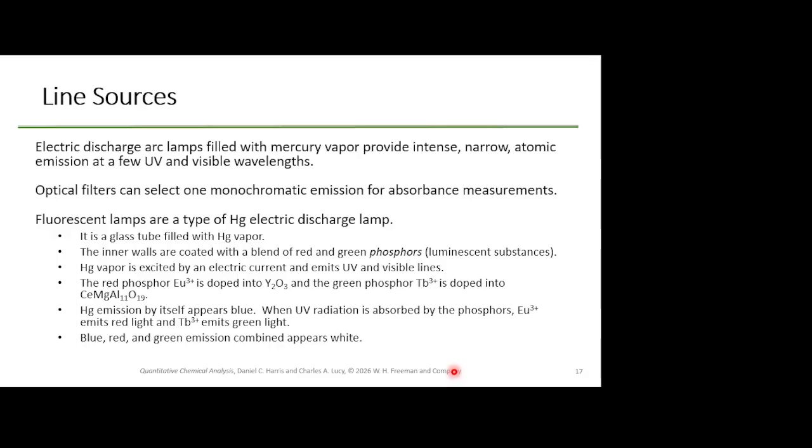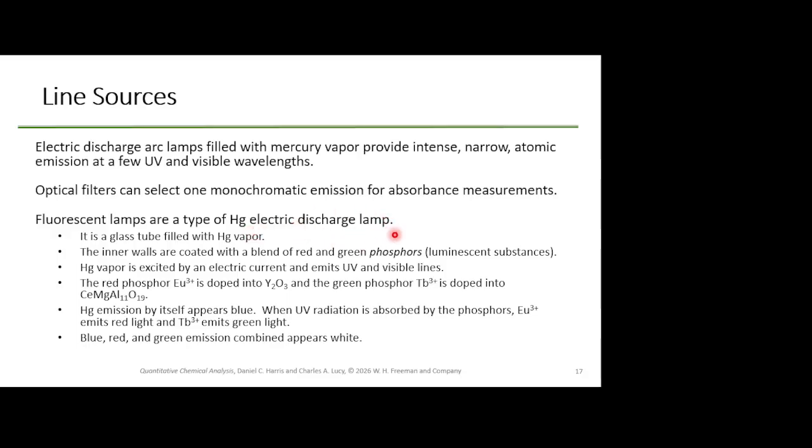Okay, so let's talk about line sources. The electric discharge arc lamps filled with mercury vapor can provide very intense, narrow atomic emissions at just a few UV and visible light wavelengths. You can use a monochromatic emission from this by using optical filters for the absorbance measurements. Fluorescence lamps are going to be a type of mercury electric discharge lamp.